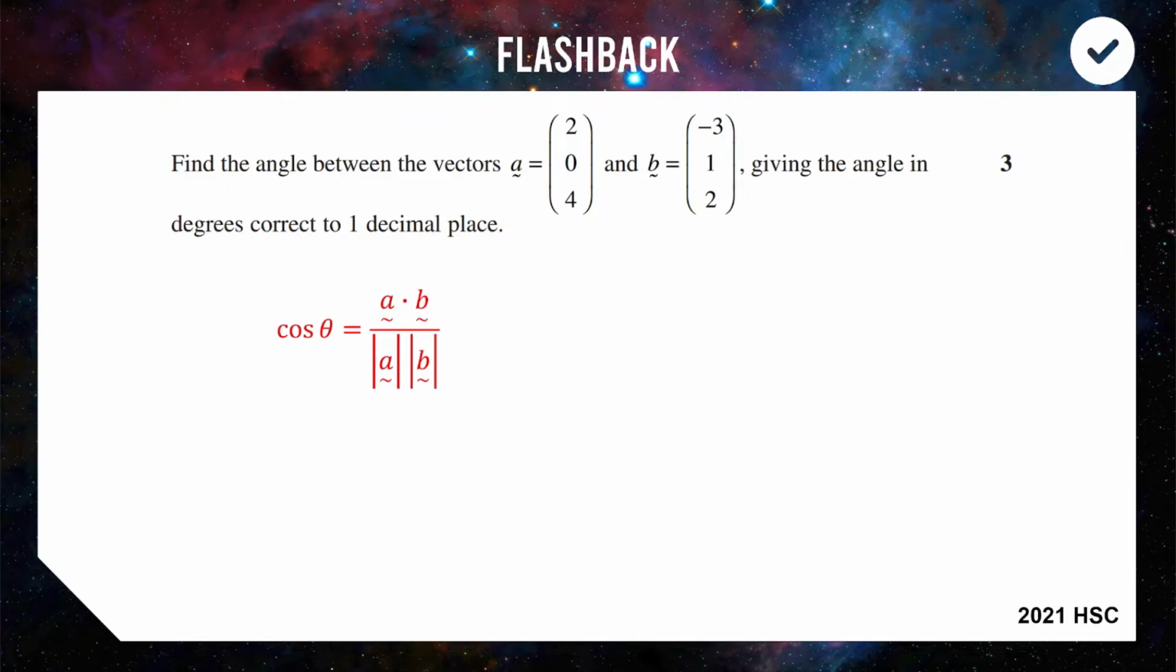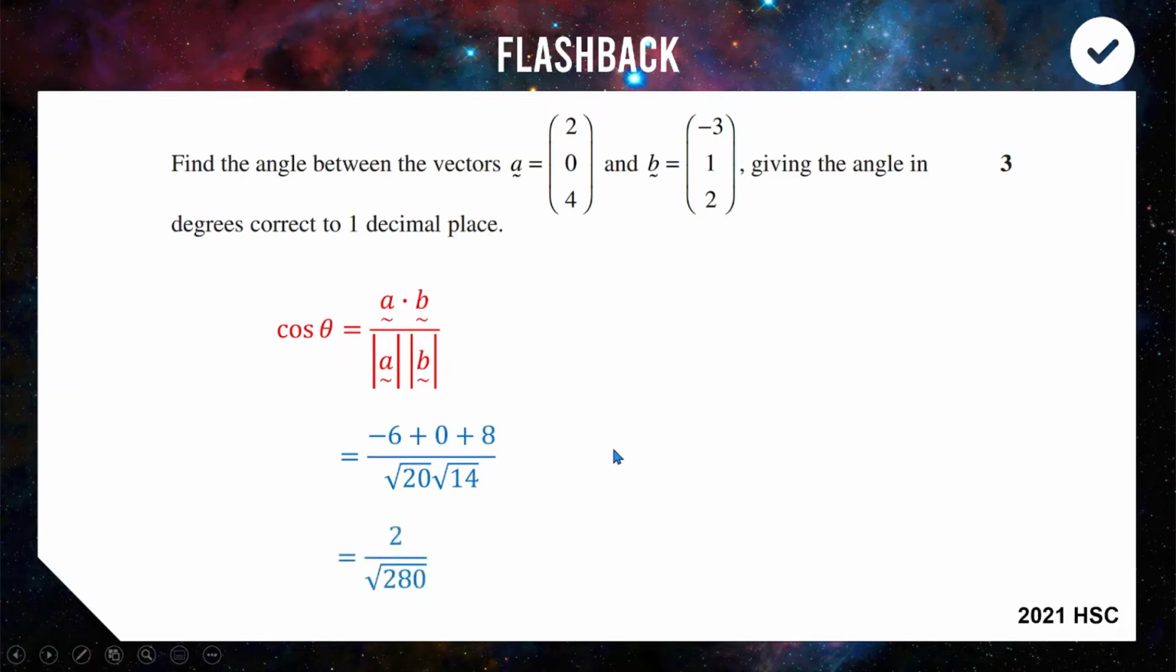Okay, so for the top, we're going to do the scalar product of the two vectors. So we're going to do 2 times minus 3 plus 0 times 1 plus 4 times 2. On the bottom, we're going to find the magnitude of both vectors and multiply them together. So here we have the dot product on the top, and on the bottom we have the square root of 2 squared plus 0 squared plus 4 squared, which gets us 20, and the square root of 3 squared plus 1 squared plus 2 squared, which gets us 14.